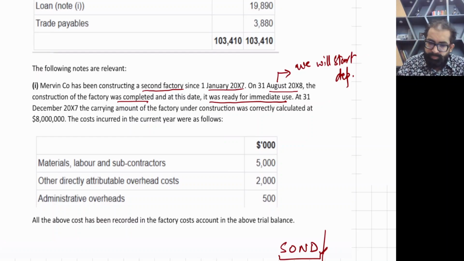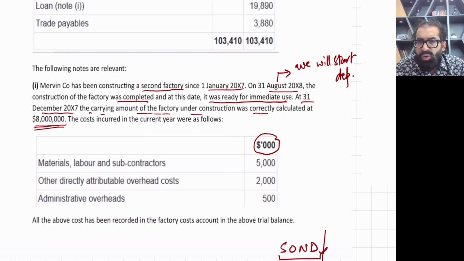Now at 31st December X7, the carrying amount of the factory under construction was correctly calculated as 8 million. 8 million means 8,000 because three zeros are already written. So 8,000 has already been spent on the construction, and definitely it has been capitalized because we are making a non-current asset. So 8,000 is already recorded as an asset.